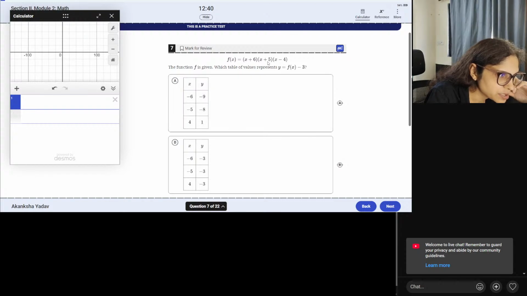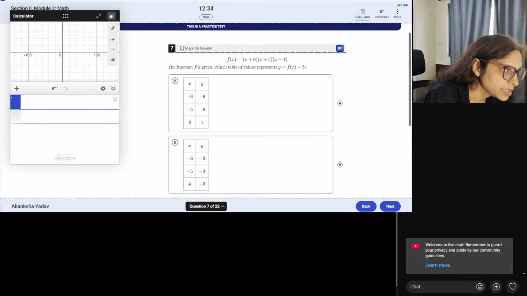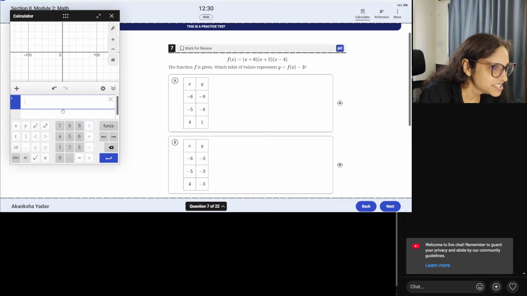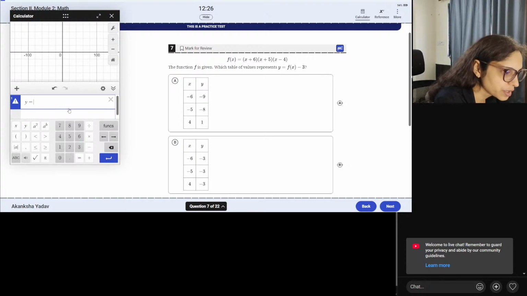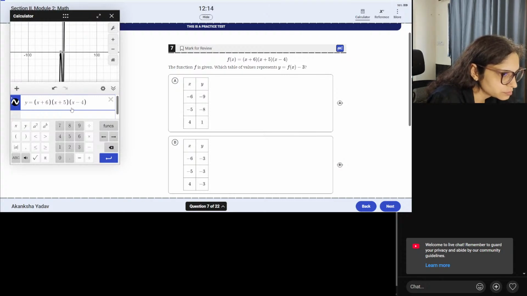Okay, f of x is (x plus 6)(x plus 5)(x minus 4). Which table is f of x minus 3? In table values, I always choose Desmos. I love it. So you want f of x minus 3, so I will write y is equal to f of x, which is x plus 6 times x plus 5 times x minus 4. And then you're subtracting 3, so minus 3.